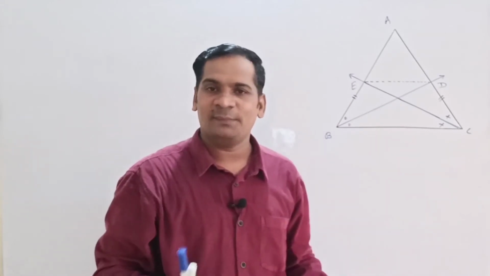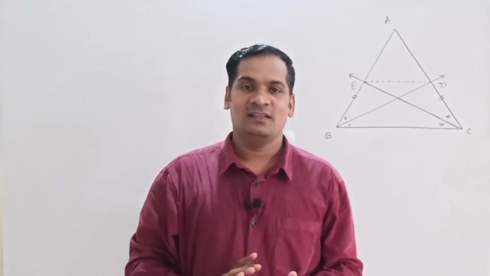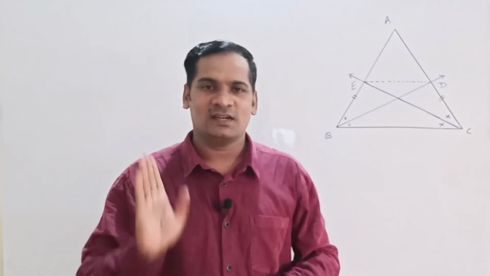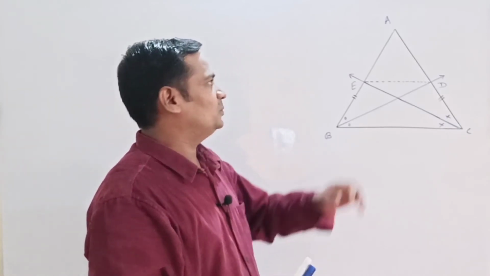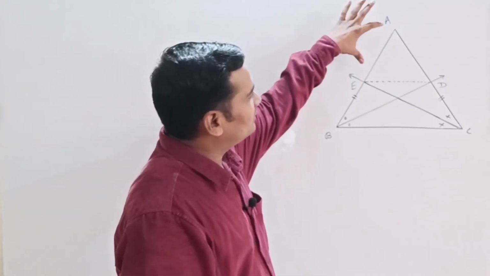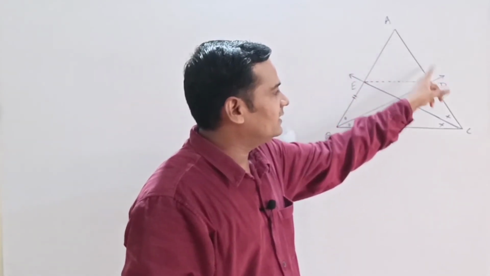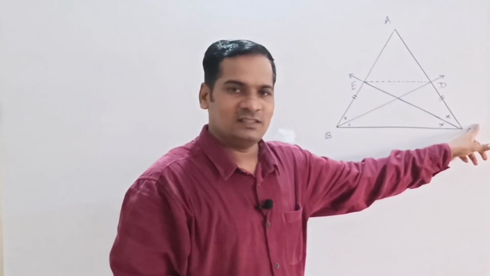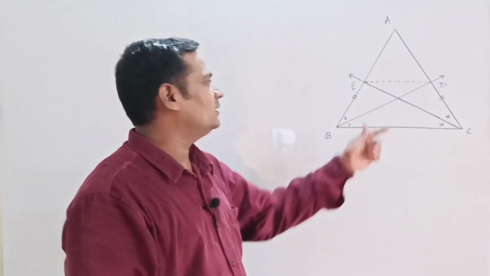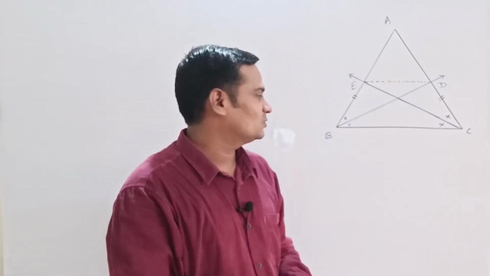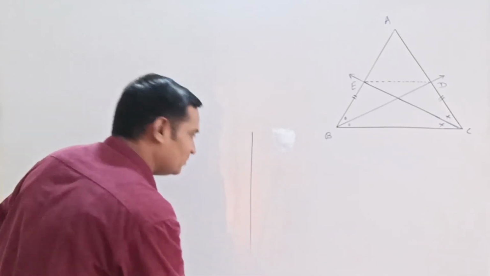And as we know, if we want to show any line parallel to a side of a triangle, at that time we have to use the converse of basic proportionality theorem. Now what do we have to prove at that time? We should prove this ratio AE upon EB is equal to AD upon DC. These ratios should be equal to each other, and then that line will be parallel to BC. So let's prove that line AD is parallel to BC.